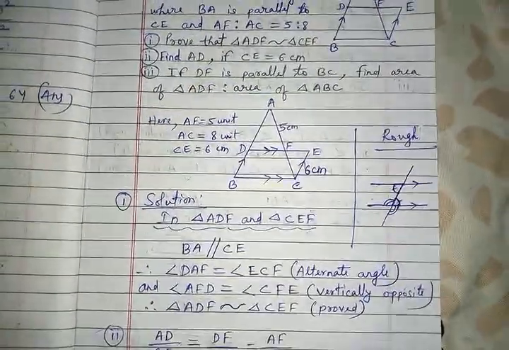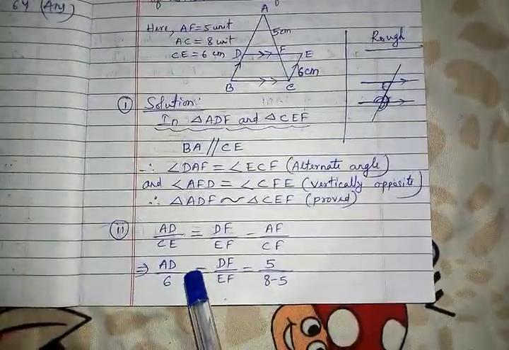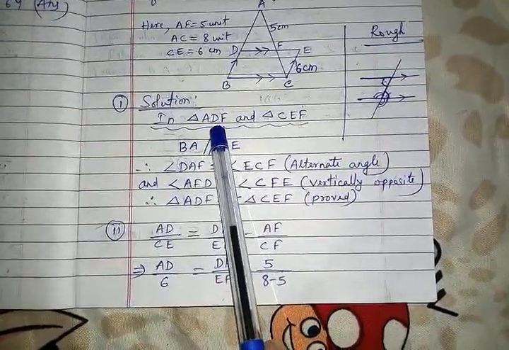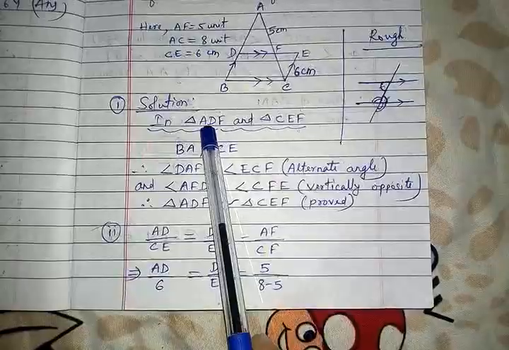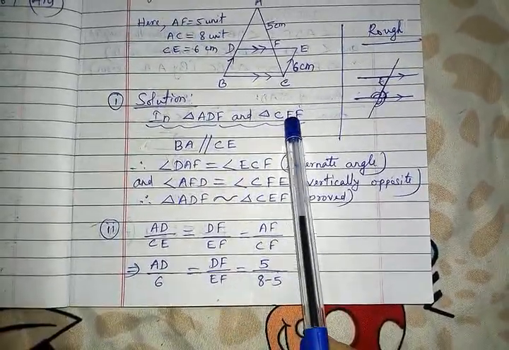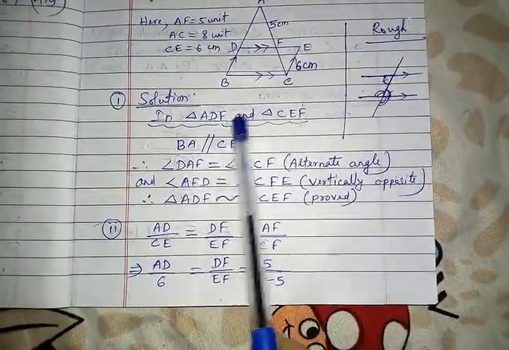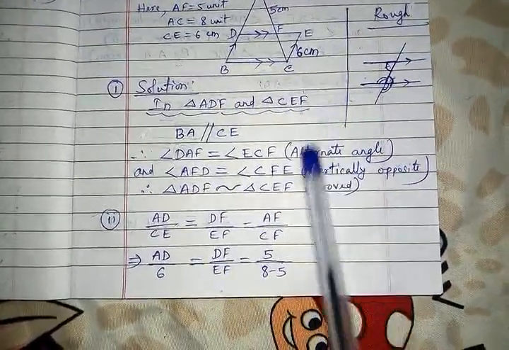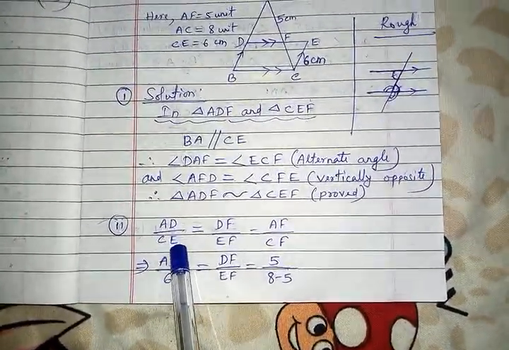Next, find AD, and CE is given. Now to find any side we have to use the proportionality theorem. So from the name itself we can write the formula: AD by CE, first one; DF by EF, second one; AF by CF, third one. Now put the respective values.